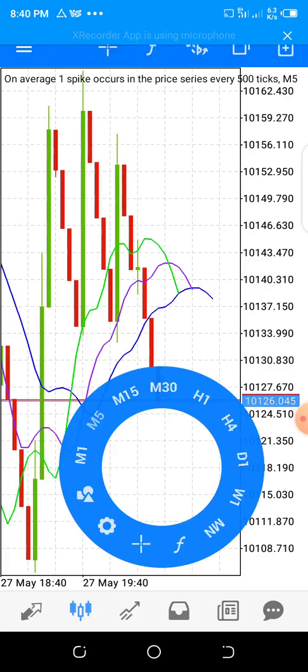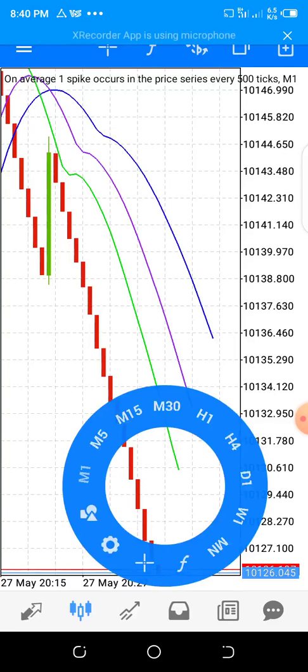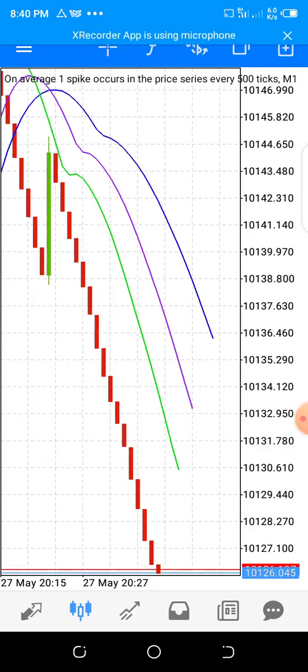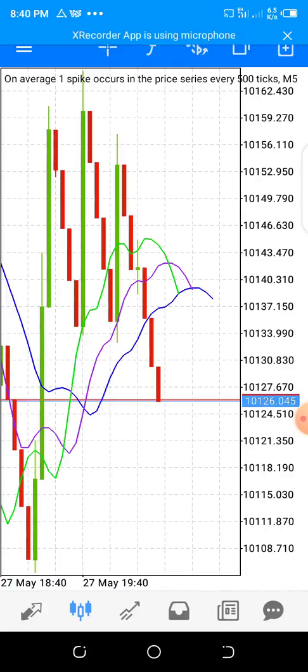Let's wait for the confirmation. Boom is still selling. M5. Boom is still selling. Let's see. Okay. 16 minutes. Okay.